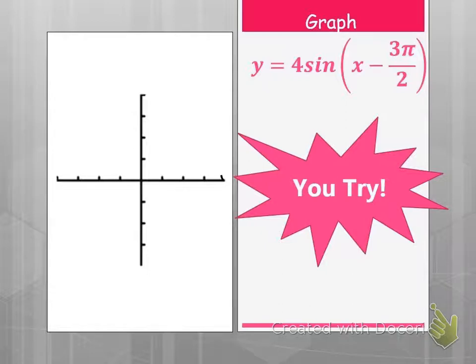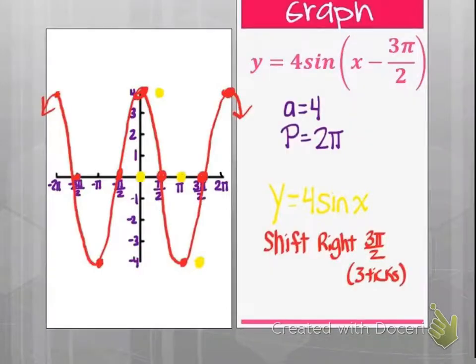Stop the video, take a couple of seconds to graph it out, and then I'll show you what you should have gotten. All right, here's what it should look like. All right, so scribble this out. Amplitude is 4, period is 2 pi, so spread out over 4 tick marks. Every tick mark's worth pi over 2. So y equals 4 sine x is what you get with the yellow dots, right?